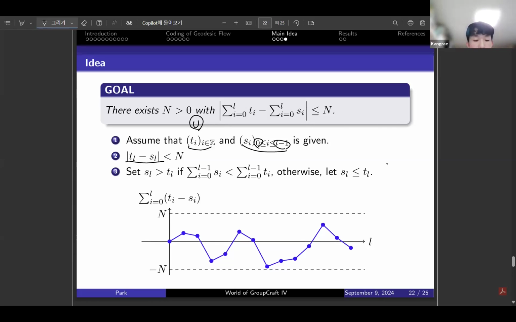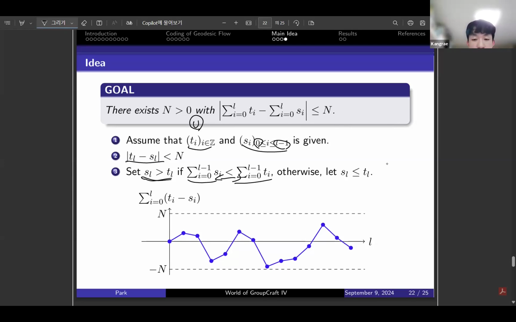And we'll do some positive, negative feedbacks. So set SL greater than TL if the partial sum up to L minus 1 of Ti is bigger than the partial sum of Si. If we set SL like this, then the partial sum of L, their differences would go down.